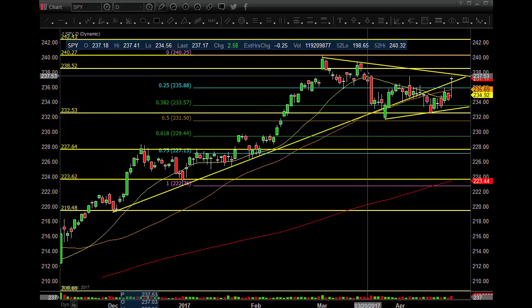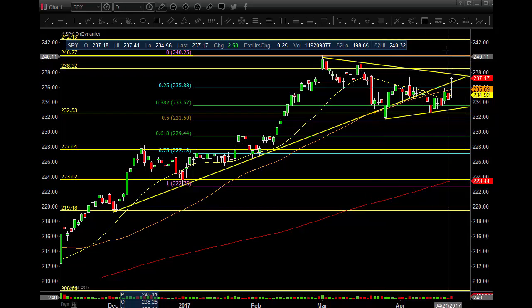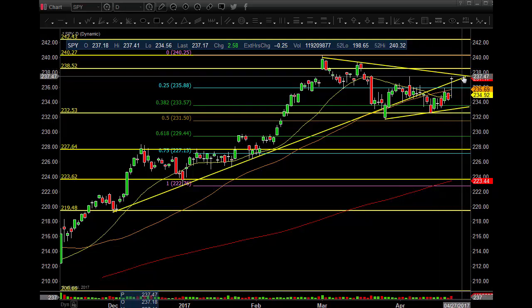Now the next step is get above these pivots, fill the gap, get over the trend line, and then go for double top. If it makes it up to there, then you're looking at the 242 and then possibly the 250 number. That's the big even number. Then we have an area around 252 as well. Again, one step at a time.